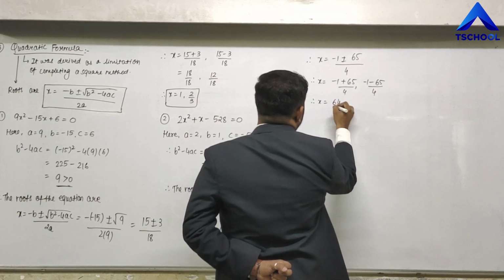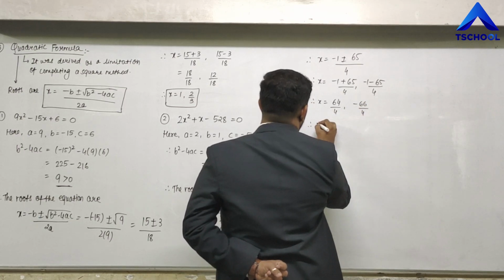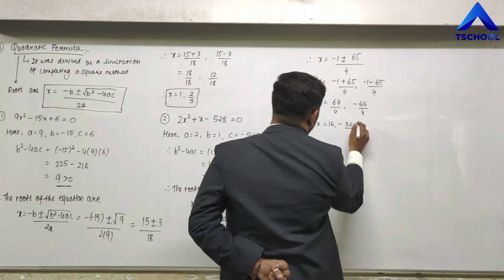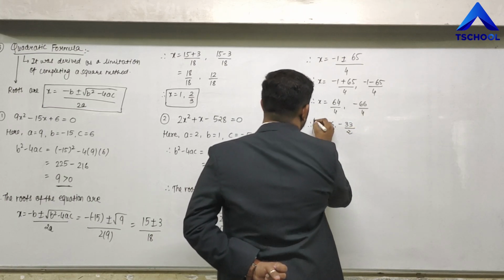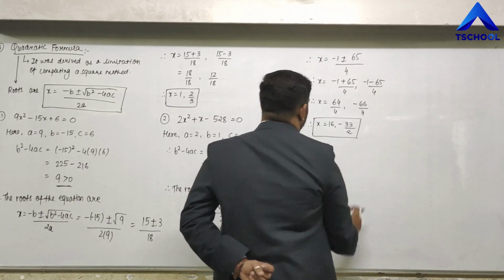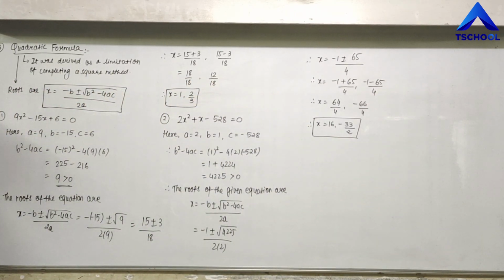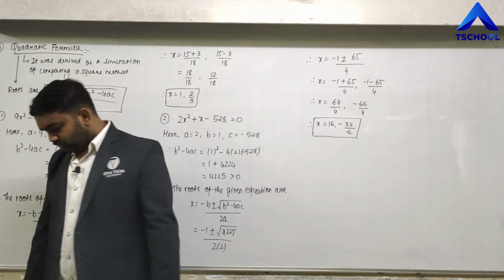x equals 64 by 4, minus 66 by 4, and hence x equals 16, minus 33 by 2, right? So this is the solution: x equals 16 and minus 33 by 2. Note, friends, again we got the same solution, that is 16 and minus 33 by 2.